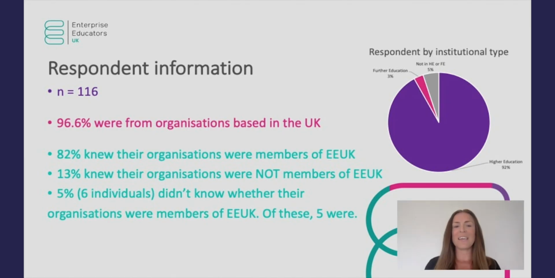Beginning to now look at the data, we see that we had 116 respondents to our survey, of which 96.6% were from organisations based in the UK. The pie chart in the top right-hand corner breaks down what type of institutions these respondents came from, and where other was selected, this was organisations such as the British Council, QAA, or Advanced HE.